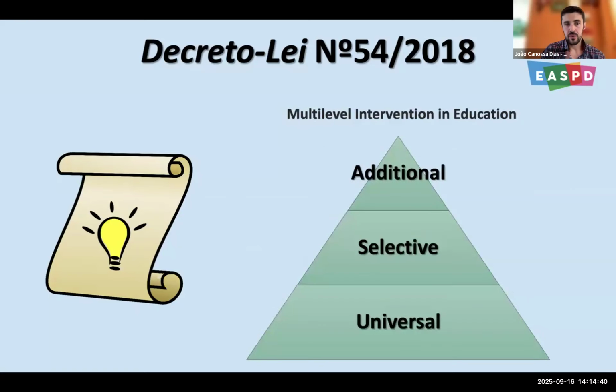There's a multi-level intervention in education. So there are universal services or measures that are applicable to every student. There are selective measures or services that are applied for specific groups of students that need more specific interventions. And then you have the additional for the students who have more severe or restrictive conditions that really need more individualized, intense, and frequent support throughout the day. And this multi-level intervention is based on the evaluation of a team.